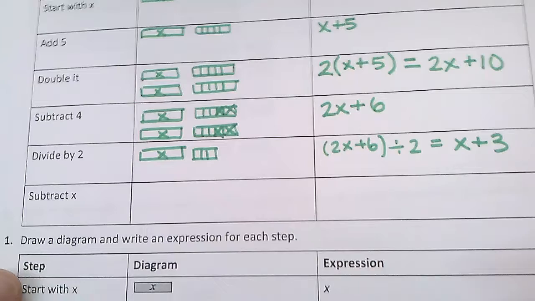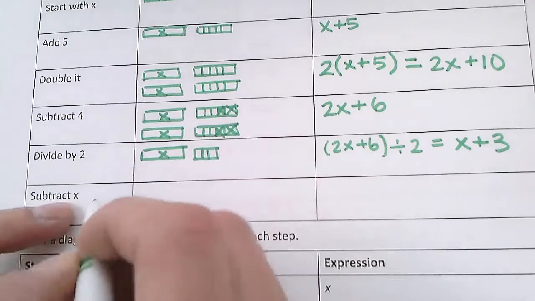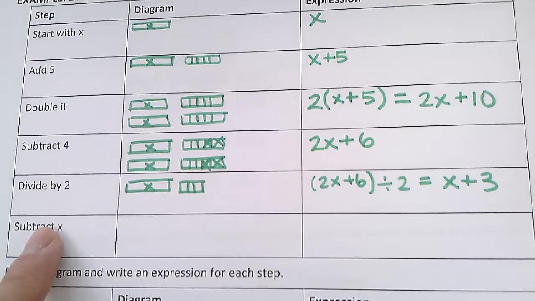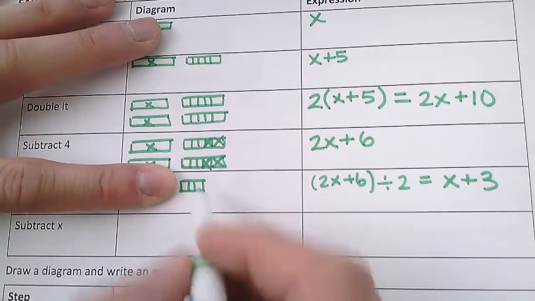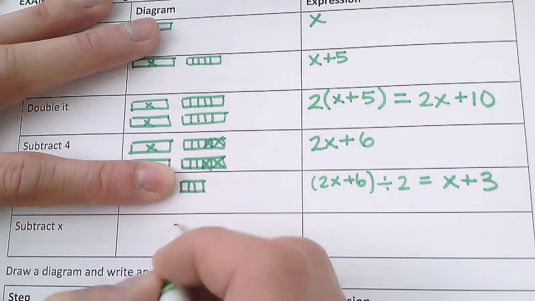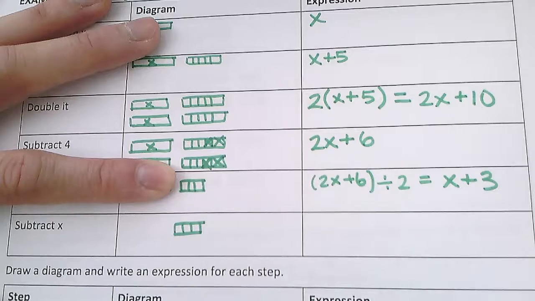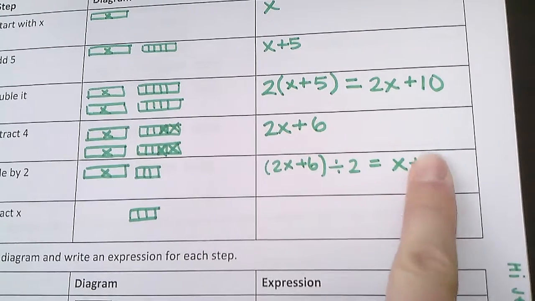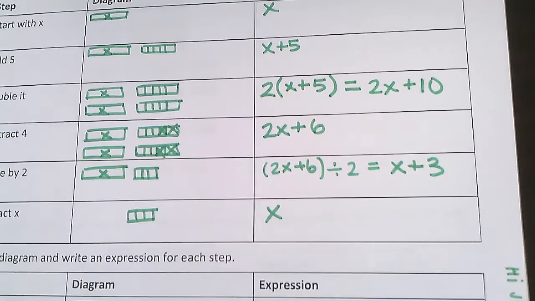Then, that step's done. Last step, it says subtract x. So if in the previous step I had x and 3 1s, and if we take out the x, the last thing that I'm left with is only these 3 1s. Like that. Here, in my previous expression, I had x plus 3. We subtracted out the x, and now I just have 3.